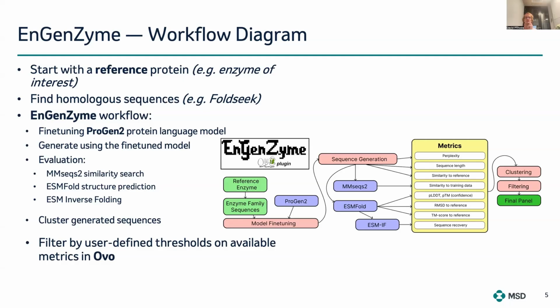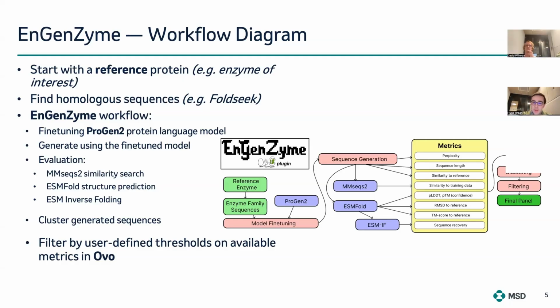And finally, we do ESM inverse folding to get sequence recovery, to see how well the inverse folded sequence matches with the generated one. And afterwards, we do clustering to get rid of redundancies in the generated set, filter based on some thresholds that we selected to obtain the final panel of sequences.